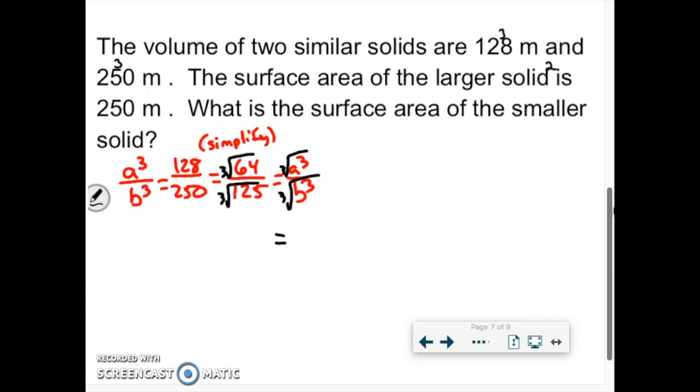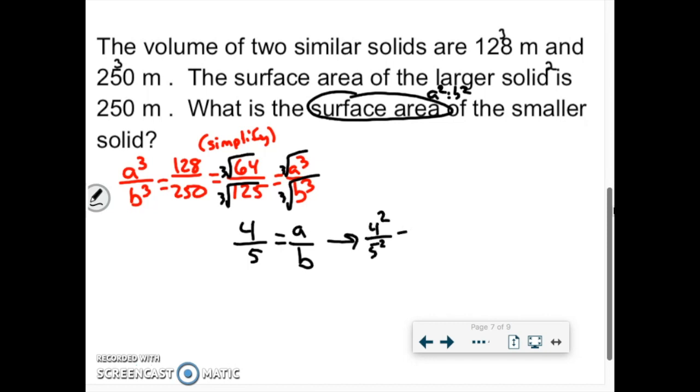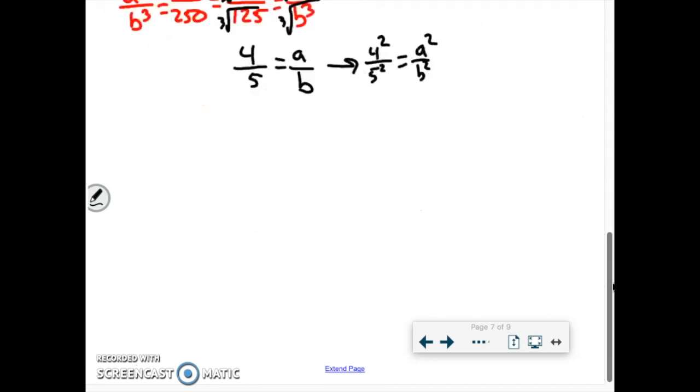So remember, you might need to know where that button is on your calculator. But the cube root of 64 is 4, and the cube root of 125 is 5. 5 times 5 times 5. So we needed this, a to b, but what we want to answer is a surface area, so that's going to be a squared to b squared. So right away, I'm going to turn that into 4 squared to 5 squared, which is a squared to b squared now. So that would give us, what, 16 over 25, which is our a squared to b squared.